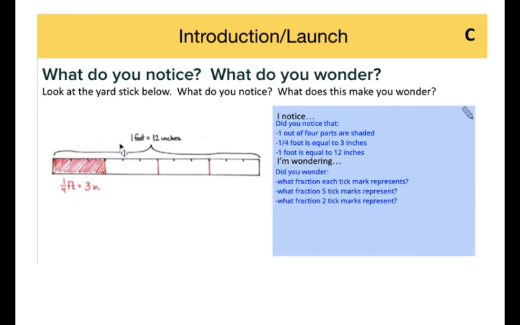Did you maybe notice those little tick marks there and have some questions about those little tick marks? Like maybe what fraction each tick mark represents out of that foot? Or what fraction 5 tick marks represent out of that foot? Or maybe what 2 tick marks represent? All right, now that we've studied this one, let's go ahead to the next slide.